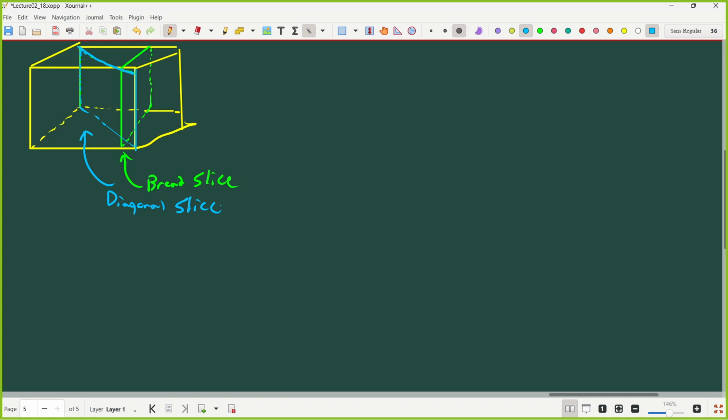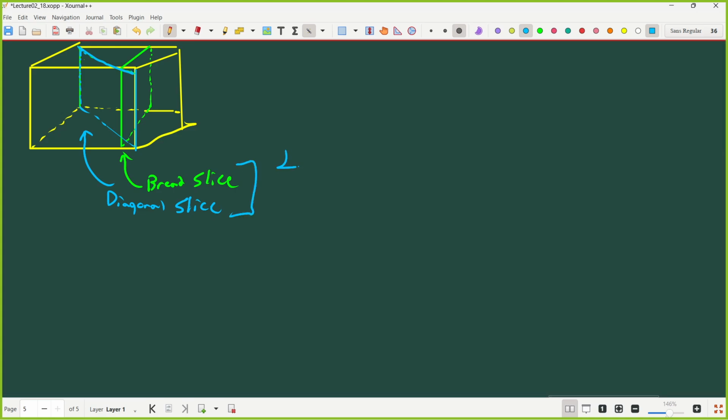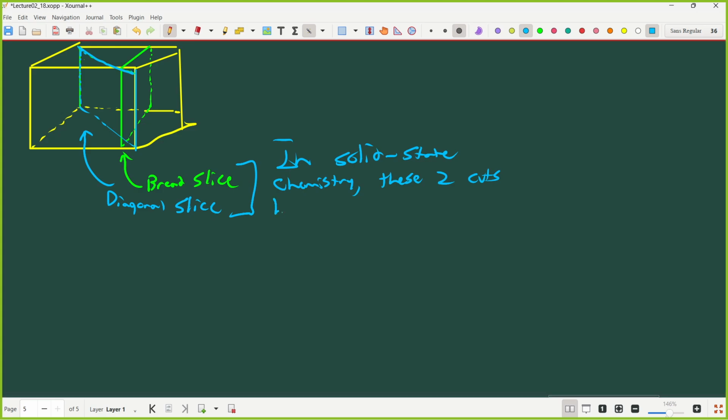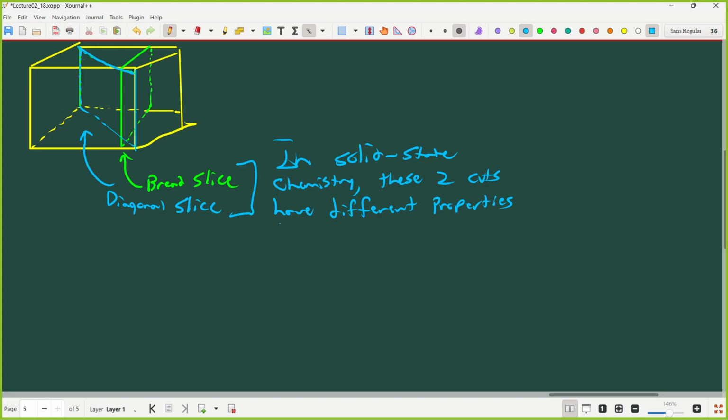And it turns out that in solids, in solid state chemistry, these two cuts have different reactivity, different properties, and reactivity.